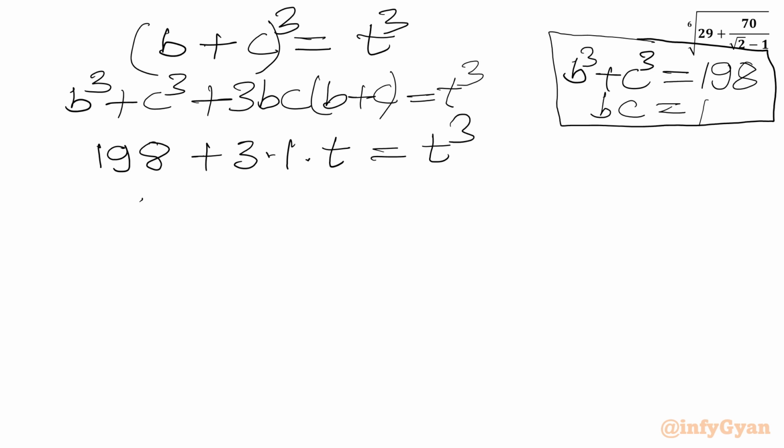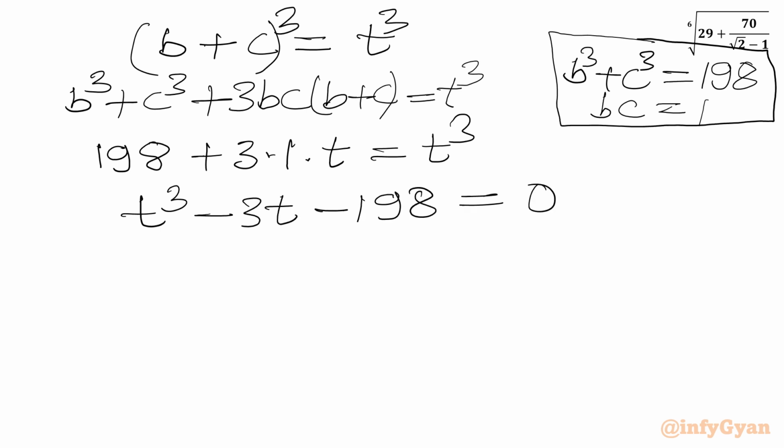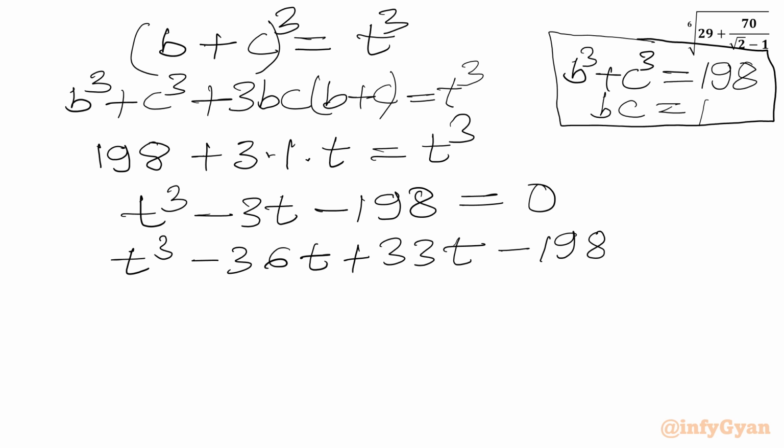Take all the terms to the RHS. t cube minus 3t minus 198 equal to 0. Now I will use the factorization method. So I can write here t cube minus 3t, and I can split minus 3t as minus 36t plus 33t, minus 198 equal to 0.